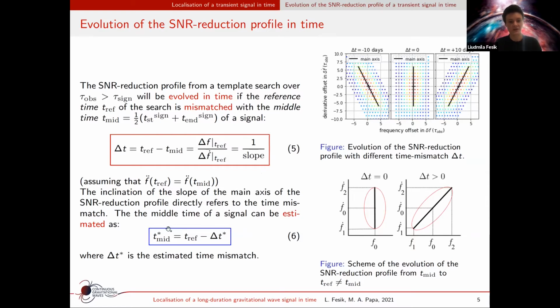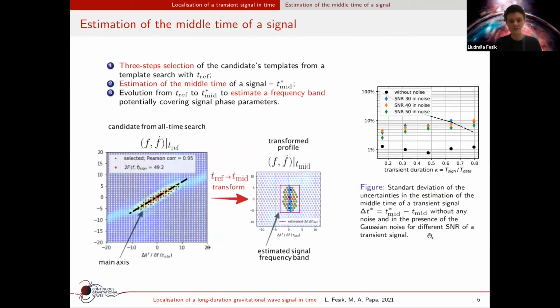So then our estimated middle time, T middle star, can be found from the reference time of the search minus the estimated time mismatch. The estimated time mismatch is 1 over the slope of the main axis. In practice, consider, for instance, this picture when we inject the signal without any noise; then we have a perfect SNR reduction profile. However, when data has noise, so we inject a signal in the noise, the picture is a bit more complicated. But let me first show the process that we propose in order to estimate the middle time of the signal.